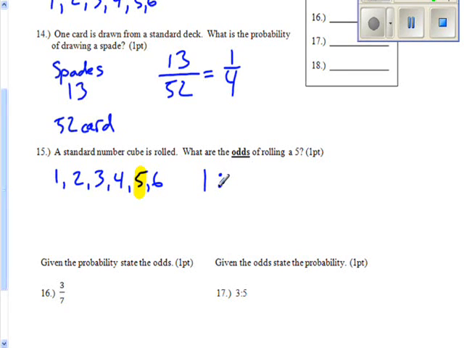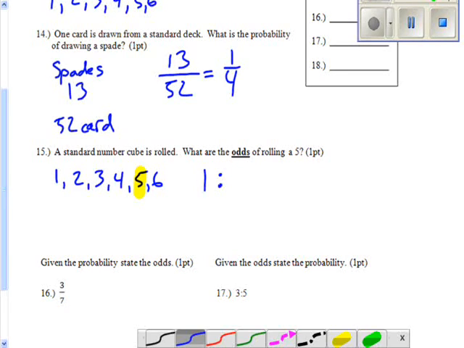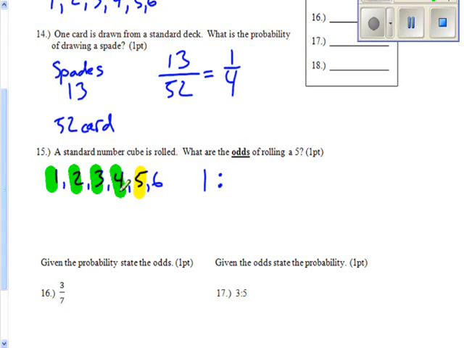And then I want the unfavorable. I want to look at, well, how many ways could I get something other than a 5? I could get a 1, a 2, a 3, a 4, or a 6. So that is a total of 5 options. So the odds of rolling a 5 would be 1 to 5. Okay. If it said odds against, that would be 5 to 1.